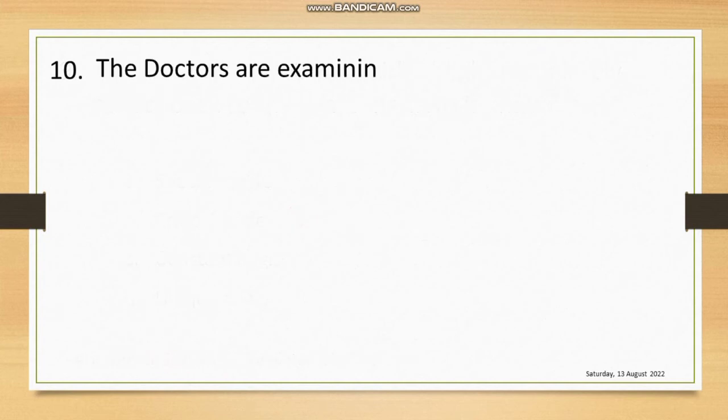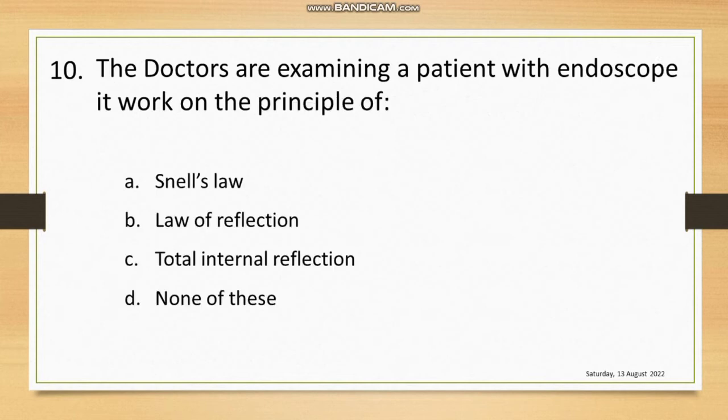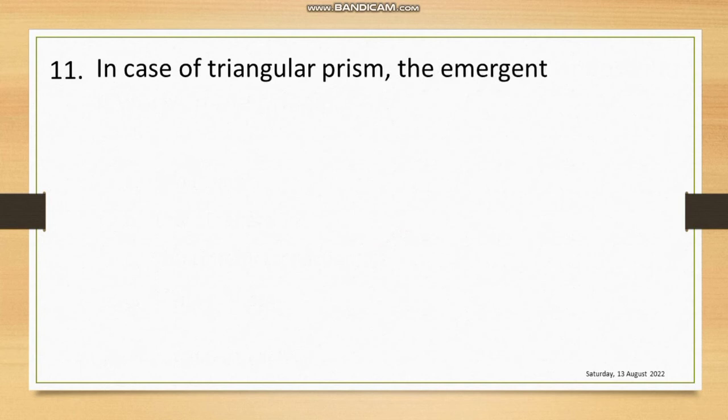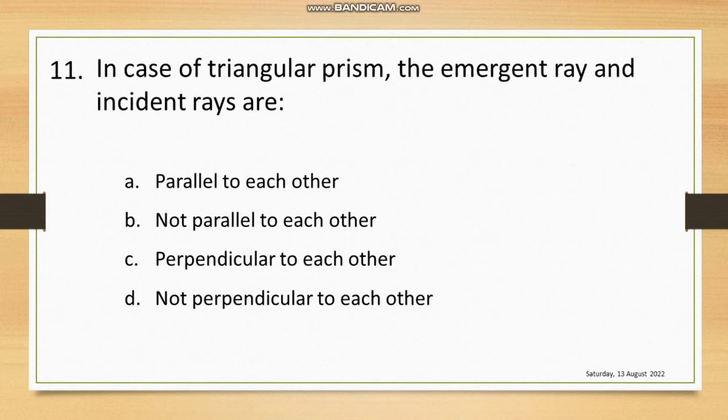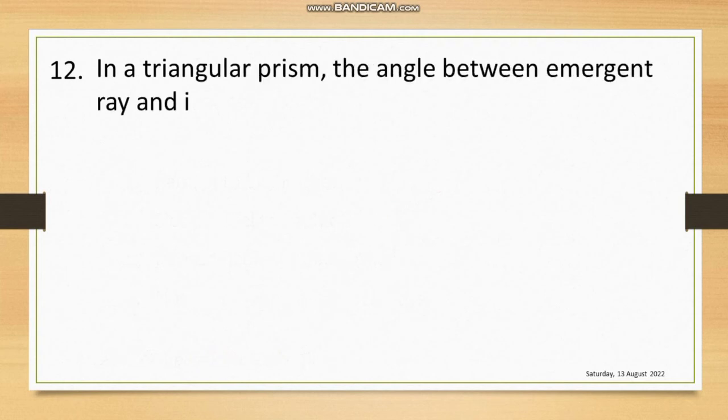The doctor are examining a patient with endoscope. It work on the principle of. In case of triangular prism, the emergent rays and incident rays are. In a triangular prism, the angle between emergent ray and incident rays is known as.